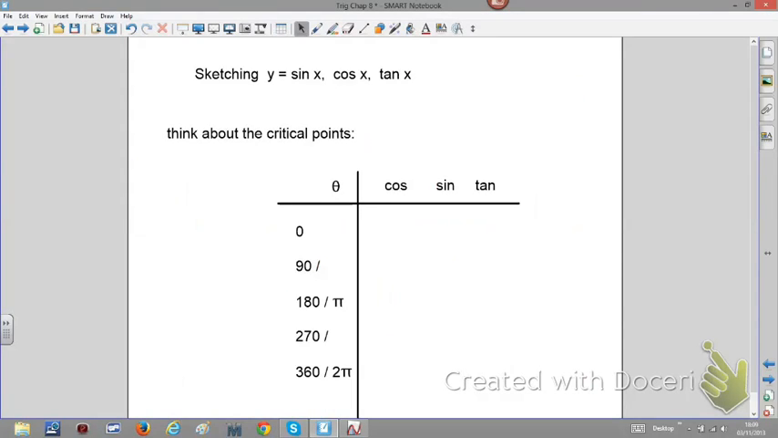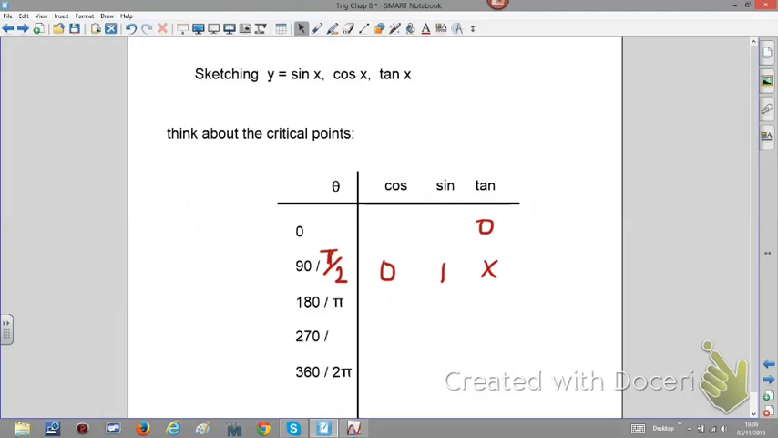Now let's think about tan. Tan of 0 is 0, and tan of pi over 2 is sine divided by cos. Now the sine value at pi over 2 is 1 and the cos value is 0, so when we go 1 divided by 0 we can't do it, so there's no value of tan at that point.